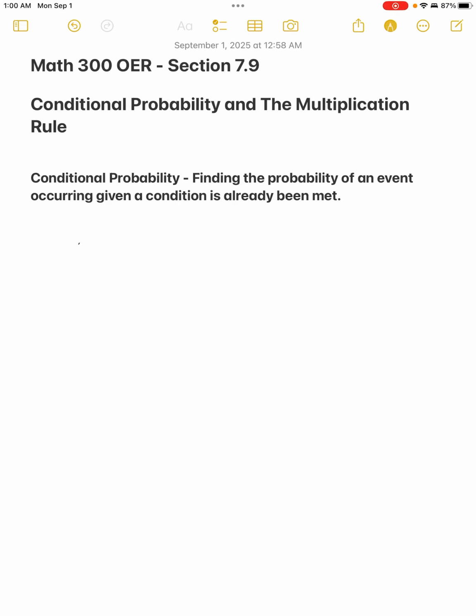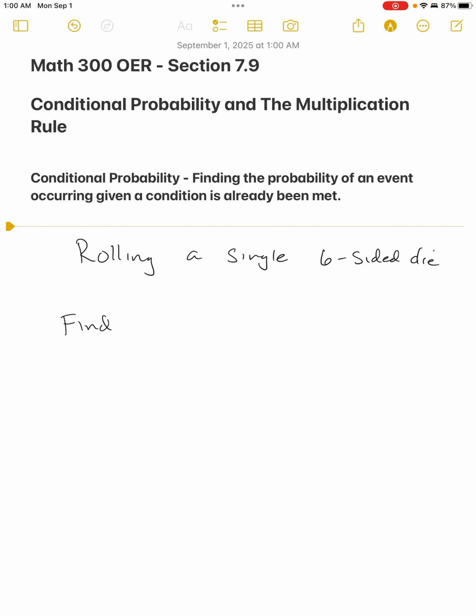And so let's take something that we know really well. Let's take rolling a single six-sided die, right? And we're going to ask this question: find the probability that you roll a 2, right? So this is coming right back to our section 7.5, I believe, where we're finding just a basic probability. Well, we know how to do that.